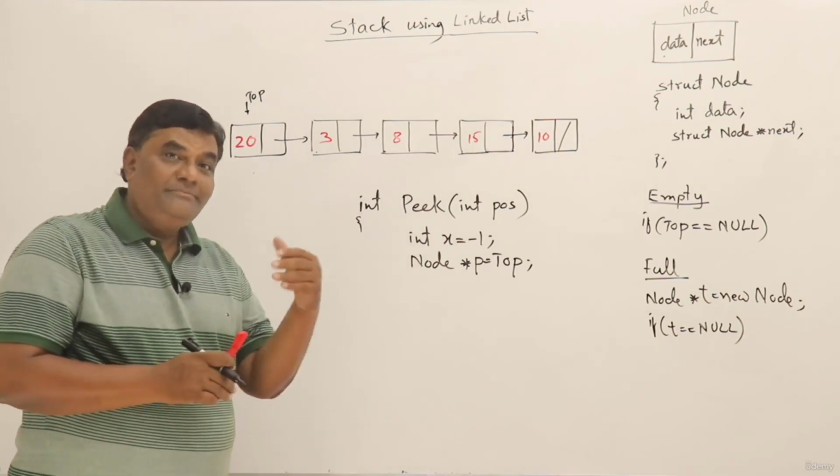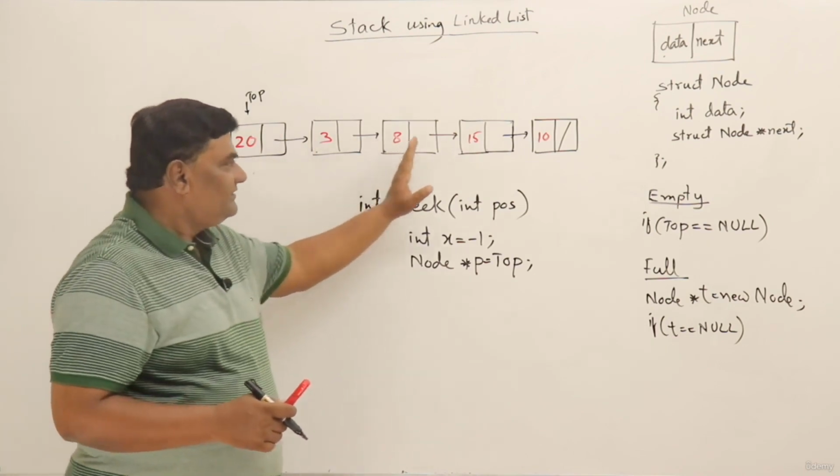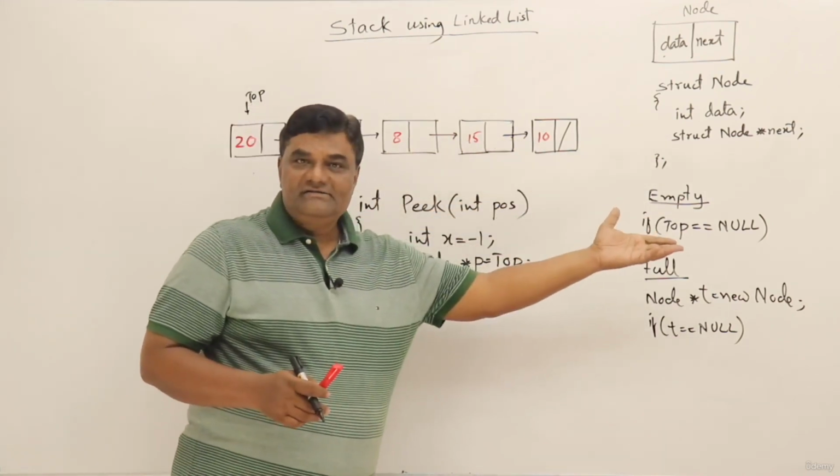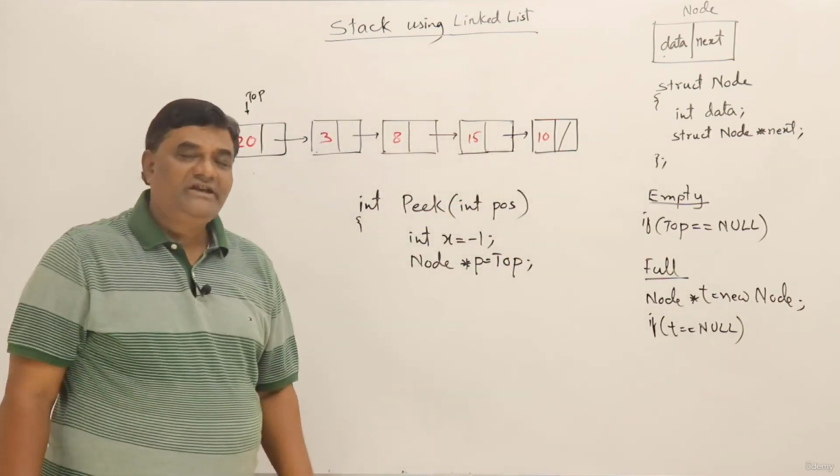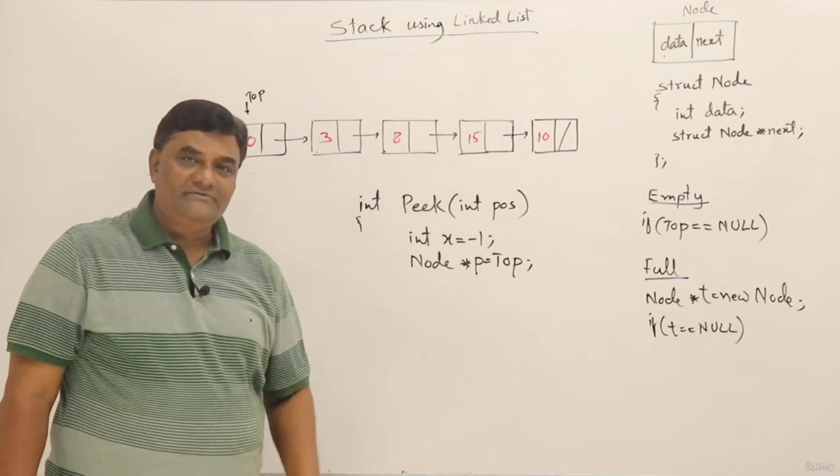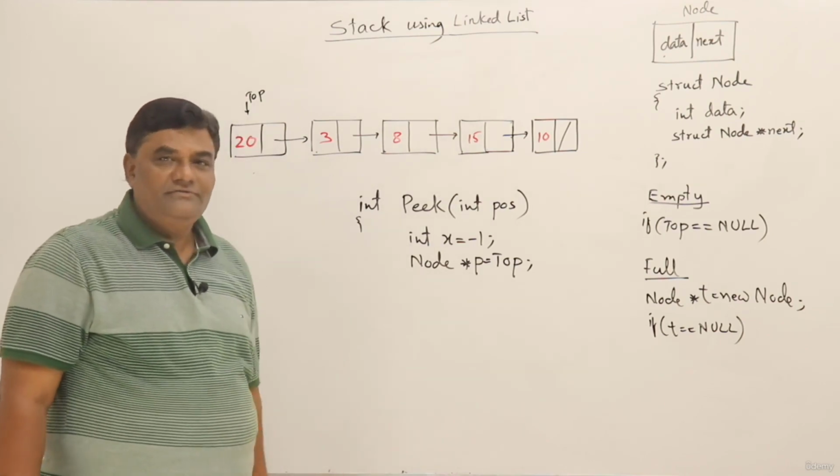Suppose I want 10th position value. So first, second, third, fourth, fifth. Beyond that there is nothing. So invalid position. We cannot give a value, so we return -1. So let us see how this should work.